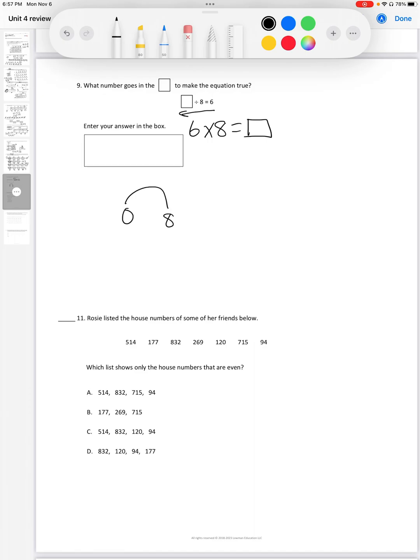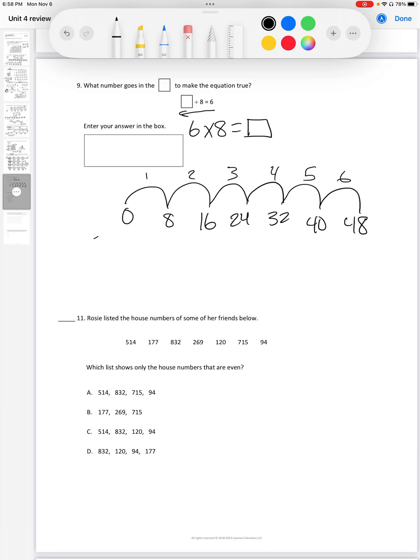I'm starting at 0. Add 8, that's 1 time. Add another 8, that is 16. Another 8 would be 24. Add 8 more, 32. 8 more is 40, and 8 more than that is 48. And I did that 1, 2, 3, 4, 5, 6 times. I counted 8 6 times, and I landed on 48. So 6 times 8 is 48. If I flip that back to division, it would be 48 divided by 8 is 6. And so that is my answer, 48.